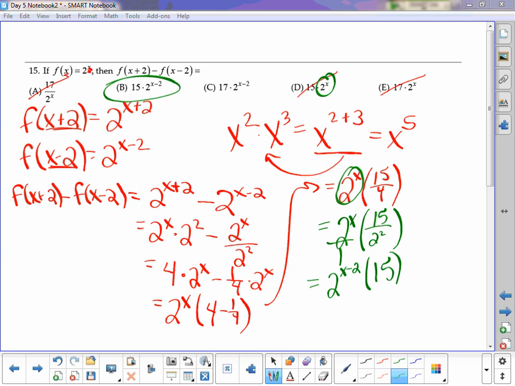Other questions? This piece here? Yeah, so this is the same thing as 2 to the x over 2 squared times 15. And when we are dividing like bases, we subtract exponents. And again, guys, you could have from here said, oh, this is just 15 times 2 to the x over 2 squared, which is 15 over 4. So you could have gone backwards. Other questions with that one?